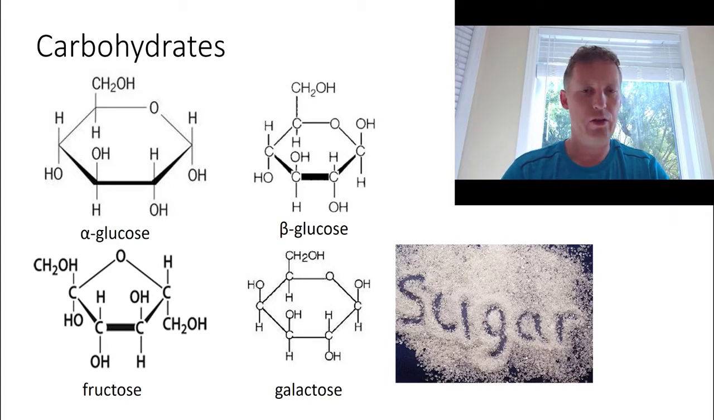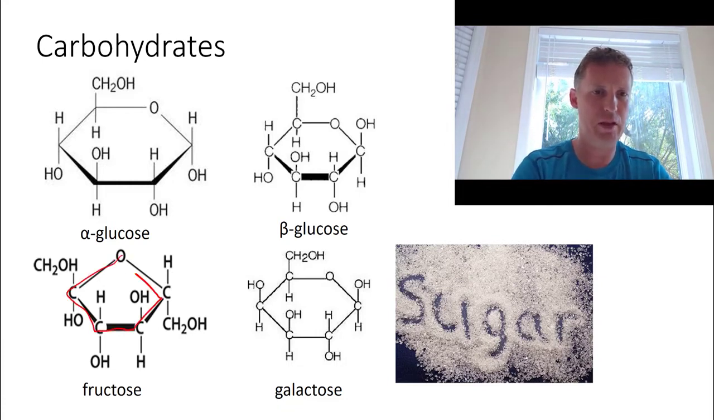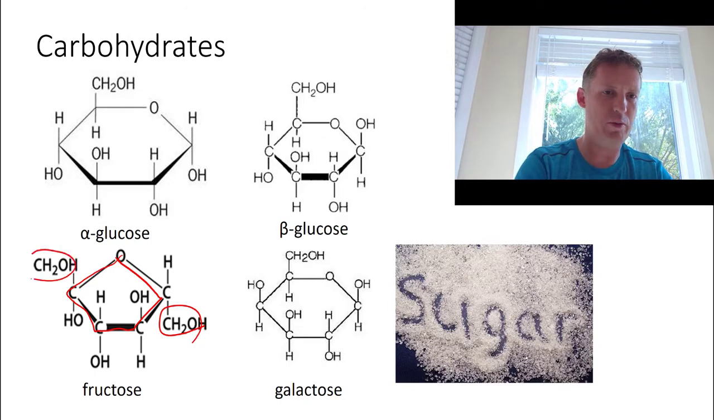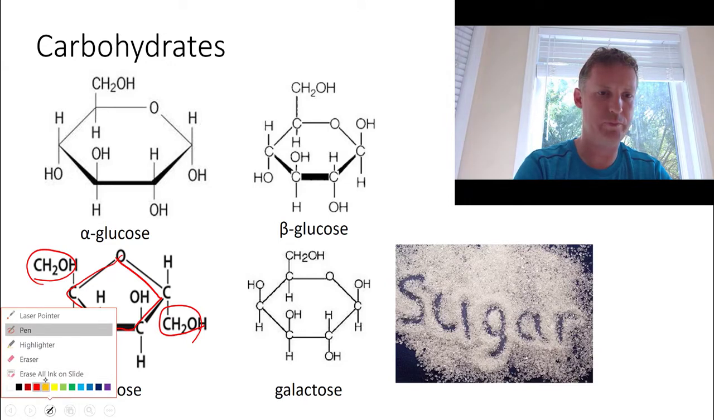Now, on this screen we've got four. Let's start by looking at fructose in the bottom corner. This one stands out because it actually has a pentagon for its backbone rather than a hexagon. And we also see that it has two side chains, two carbons sticking out the side. So that's the easiest way of identifying fructose and separating it from the rest.